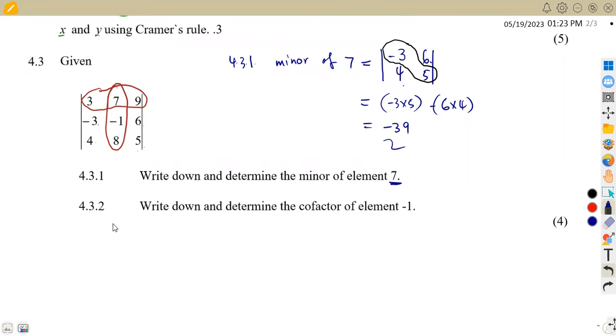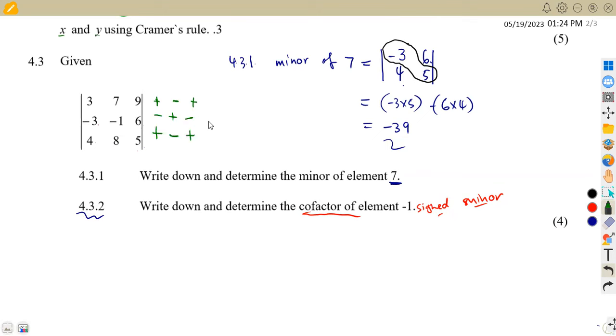All right, so on 4.32, here we are now asked to write down and determine the cofactor of element negative 1. So take note, we are no longer having this part. We are now working with where there is negative 1. Take note, we said that a cofactor is a signed minor. So meaning to say we need the matrix of signs. Remember, it's a signed minor. So remember, we have a matrix that corresponds to sign. That's a plus followed by a minus, a plus, a minus, a plus, a minus, a plus, a minus, and a plus like this.